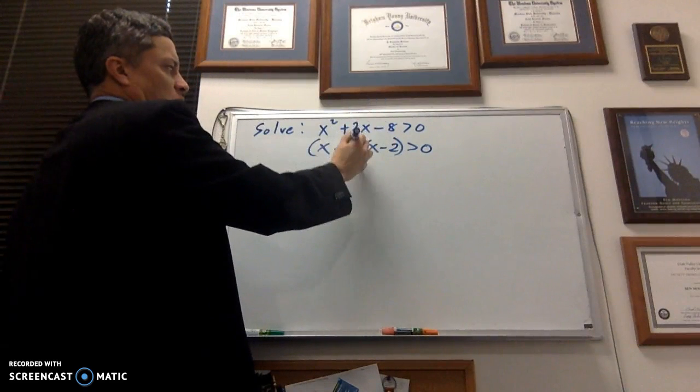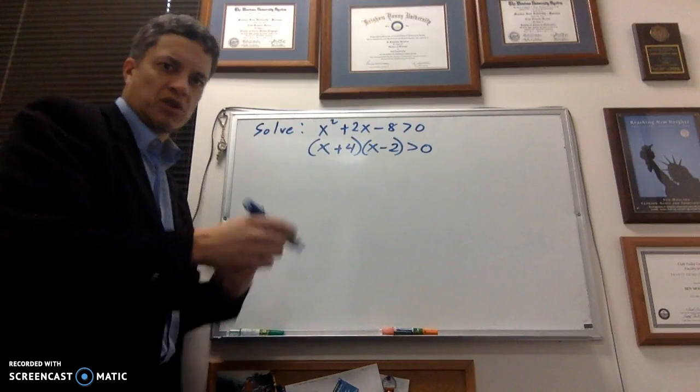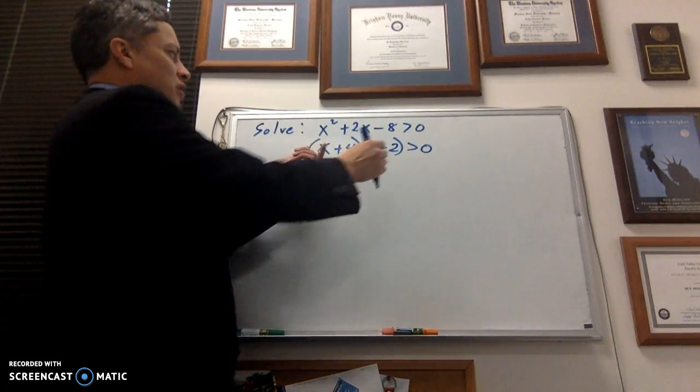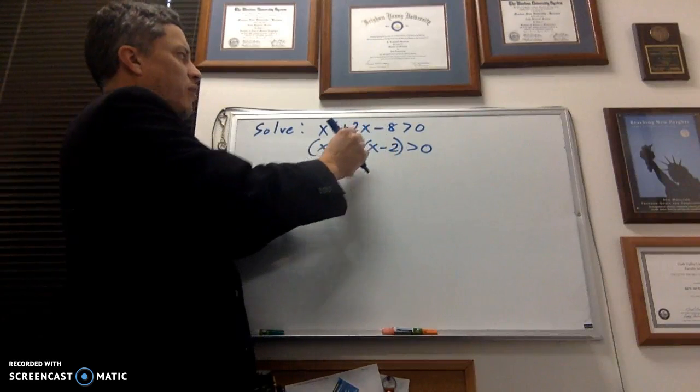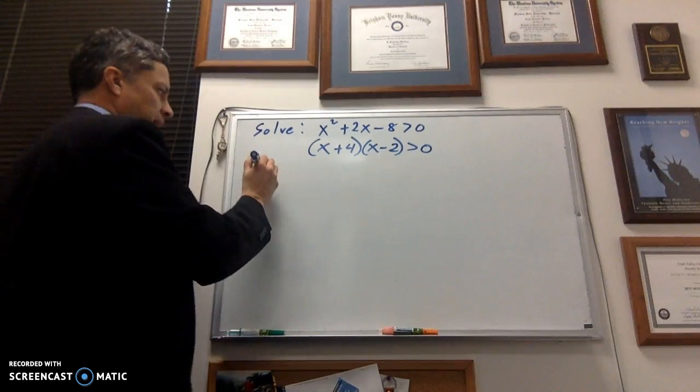4 times a negative 2 is a negative 8 there. And then if you do the outers and the inners, when you multiply the binomials out, you'll end up having a negative 2x plus 4x would be this 2x there. So I know I've got this thing factored correctly.